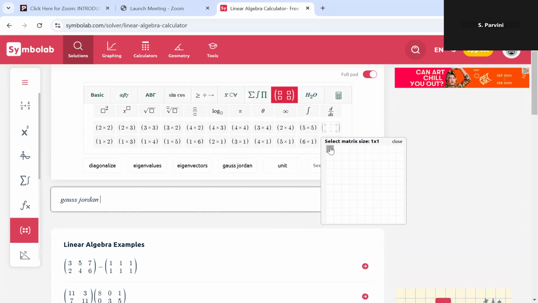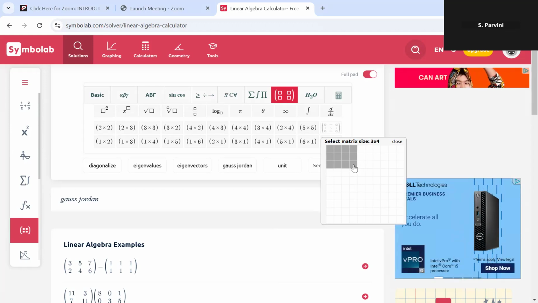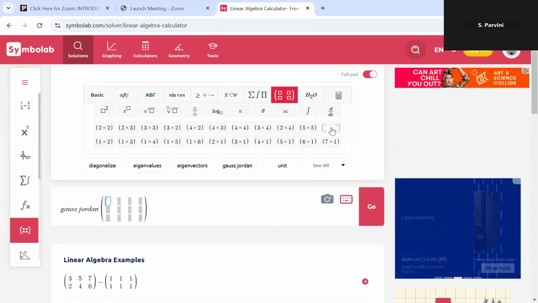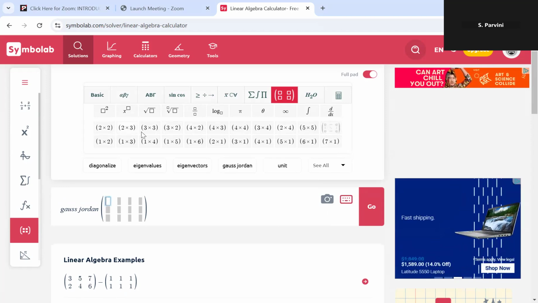I'm just hovering the mouse over. Here's 3. Left, it was 3. Then you go to the right, 3. Isn't this a 3 by 4? That's what we want. And now just left click once. Boom. So this will do any size that you want. These are just preset, just to make it go quickly.